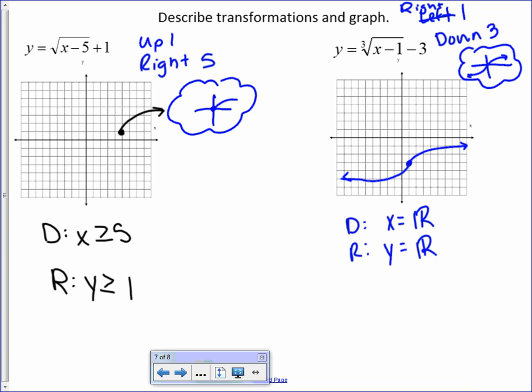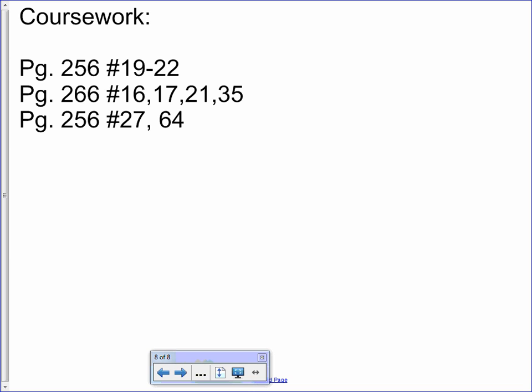On your homework assignment, the first 4 questions are graphing questions. I want you to, in words, state the transformations. Draw a sketch of the graph. You do not need a table of values. I'm checking for correct shape in the right location. Do domain and range. Okay. Here is your homework assignment.